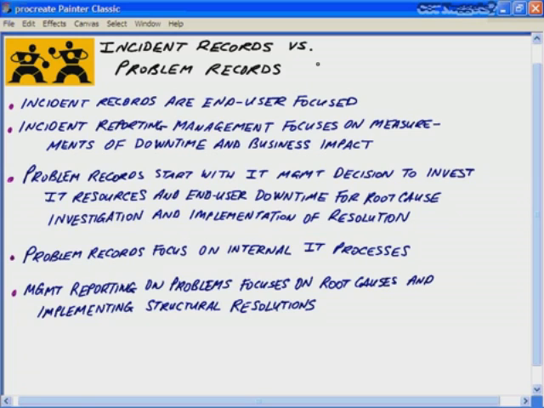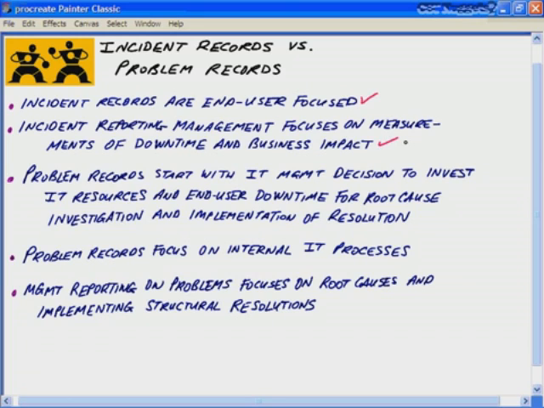Or let's say a user or a customer can't reach a network printer. That's an incident. Okay, a problem might be, let's say, a rogue DHCP server that's in your organization leasing out bad IP addresses. So when we talk about the records, okay, incident records are going to be end user or customer focused. The reporting management of incidents is going to focus on measurements, measuring user downtime, measuring power user downtime, and the impact on our business or our organization.